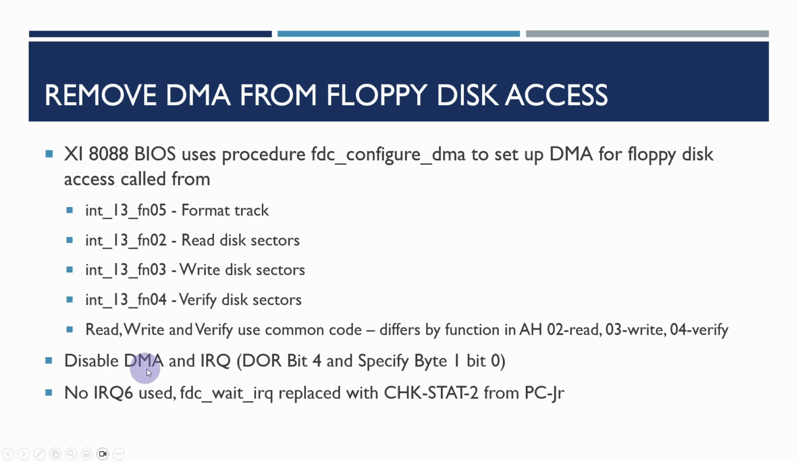So we do need to disable the DMA and the interrupts, and there's also a bit in something called the specify byte, which is part of the instruction sent to the floppy disk controller, and we need to disable DMA in that bit as well. And because we no longer use interrupts, the FDC wait IRQ routine, which is used in a lot of the existing BIOS, is replaced with this check status 2 from the PCjr.